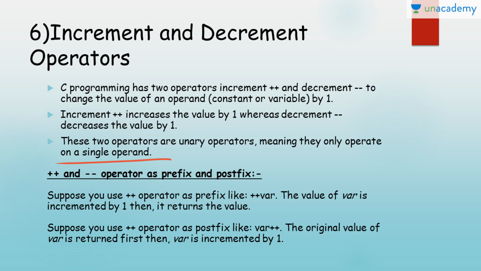Now we will see how increment and decrement operators can be used as prefix and postfix. Suppose you use the plus plus operator, that is the increment operator, as prefix first, like plus plus variable. The value of the variable is incremented by 1 first, then the value of the variable is returned. That means after incrementing first, the value we obtain is the value that is returned. If we use the plus plus operator as postfix, that is like variable plus plus, first the original value of the variable is returned, then the value of the variable is incremented by 1.